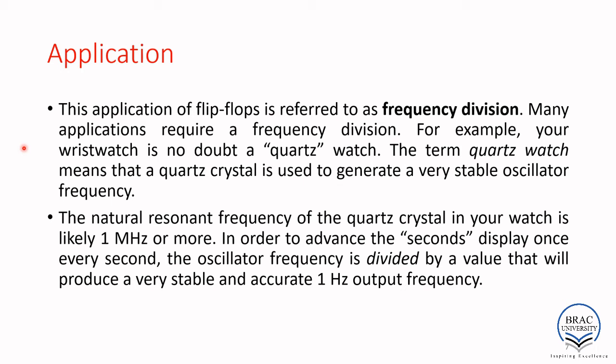The term quartz watch means that a quartz crystal is used to generate a very stable oscillator frequency. The natural resonant frequency of the quartz crystal in your watch is likely 1 MHz or more. In order to advance the seconds display once every second, the oscillator frequency is divided by a value that will produce a very stable and accurate 1 Hz output frequency.